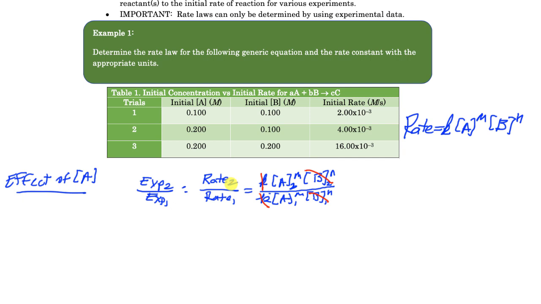What I'm left with is the rate of 2 over the rate of 1 equals the concentration of A for experiment 2 over the concentration of A for experiment 1, to the m power. So I'm going to plug in those numbers.